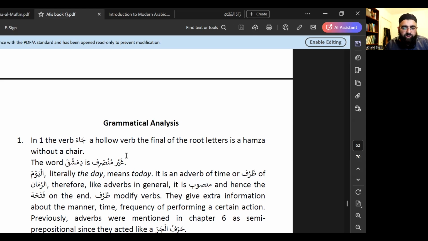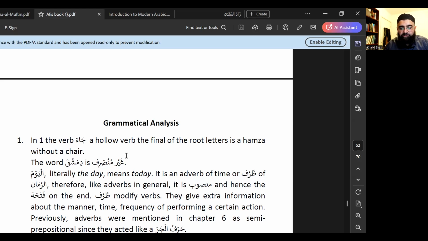The word دمشق is غير منصرف. Notice that it's got a harf jar before it, but still has a fatha. That was in the previous lesson. غير منصرف is diptote. It cannot take kasra or tanween. اليوم, literally that day, means today. It is an adverb of time, or zarf of zaman. Therefore, like adverbs in general, it is mansoob, and hence a fatha, like maf'ul. Remember, maf'ul, an object, also has a fatha. The zarfs also have a fatha on the end.